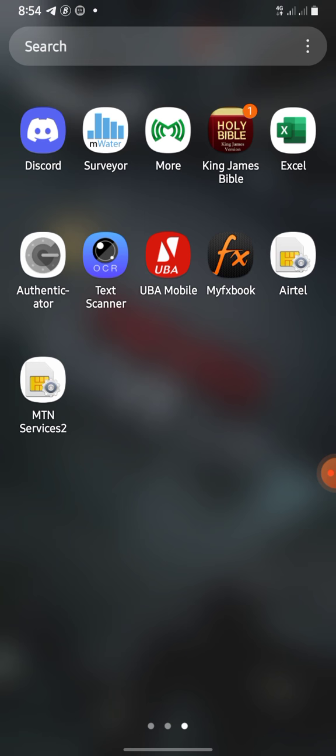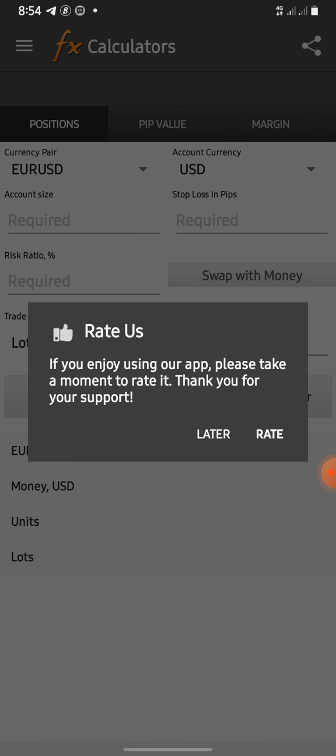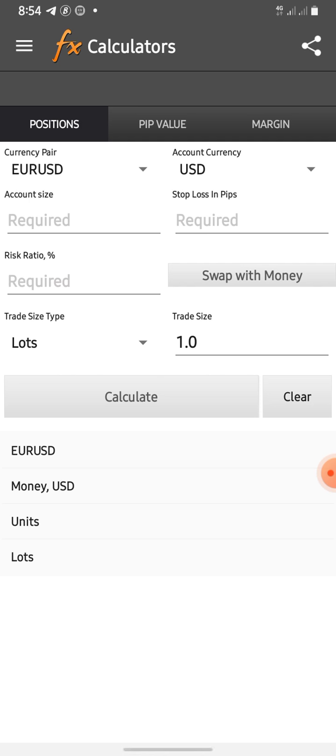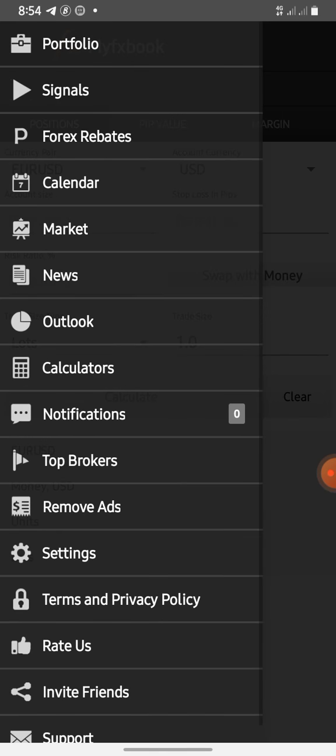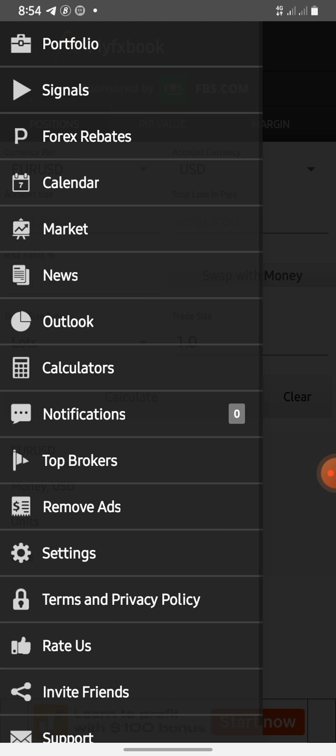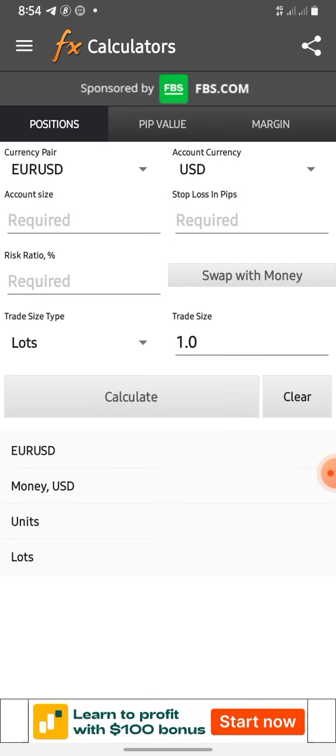There is no verification that you're going to do on the app. Just install it and click it, right? And just click the app and wait for it to load. So once you have opened the app, you're gonna click here. You're going to see calculator, right? You're gonna click that calculator.